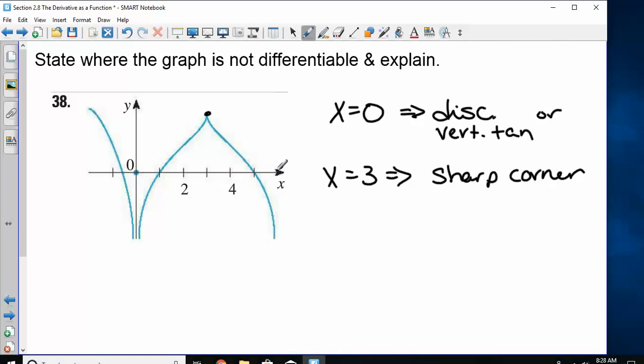That one is kind of more of a judgment call. So it appears at 5, it looks like it's dropping off. It could be turning into a vertical tangent, but I didn't really give you the full graph. So that one I would take either way. If you list it at x equals 5 because it appears to have a vertical tangent, that would be great. I probably wouldn't count that wrong if you didn't include that one.